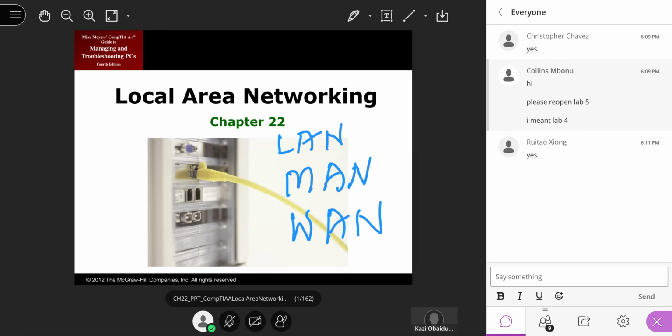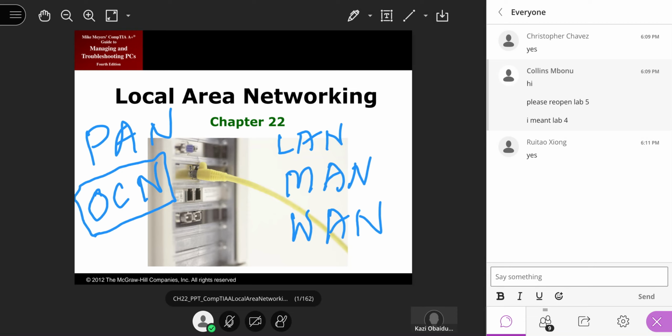We have other networking systems also, like the PAN, personal area network, and then we have another networking system called the OCN. That is exclusive, and very interesting. OCN is the on-chip network.